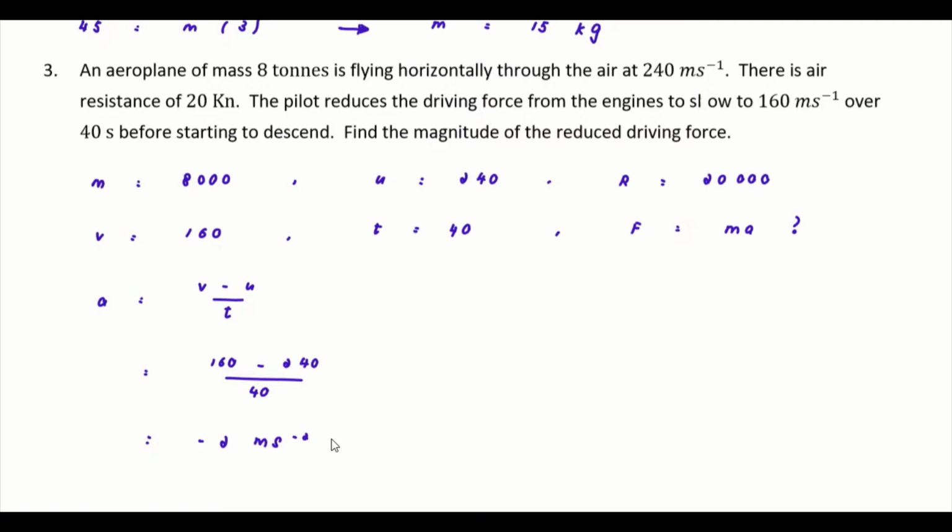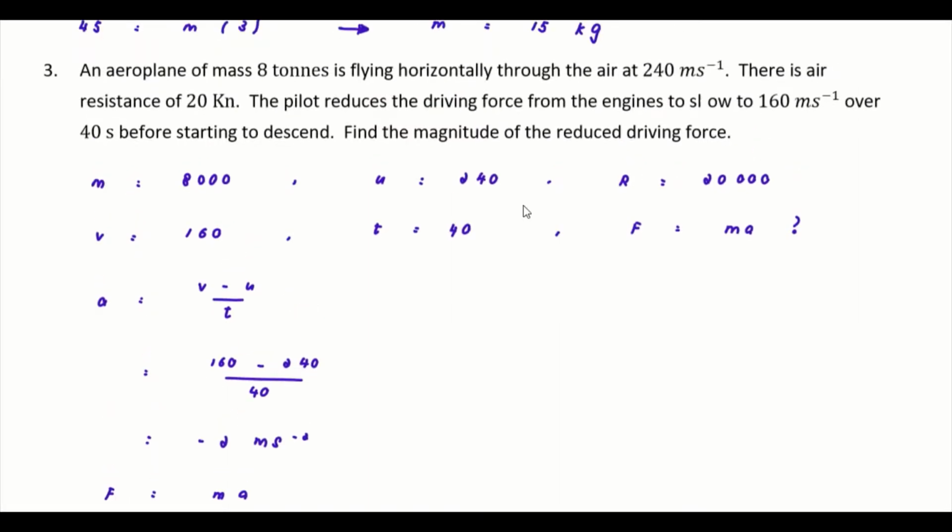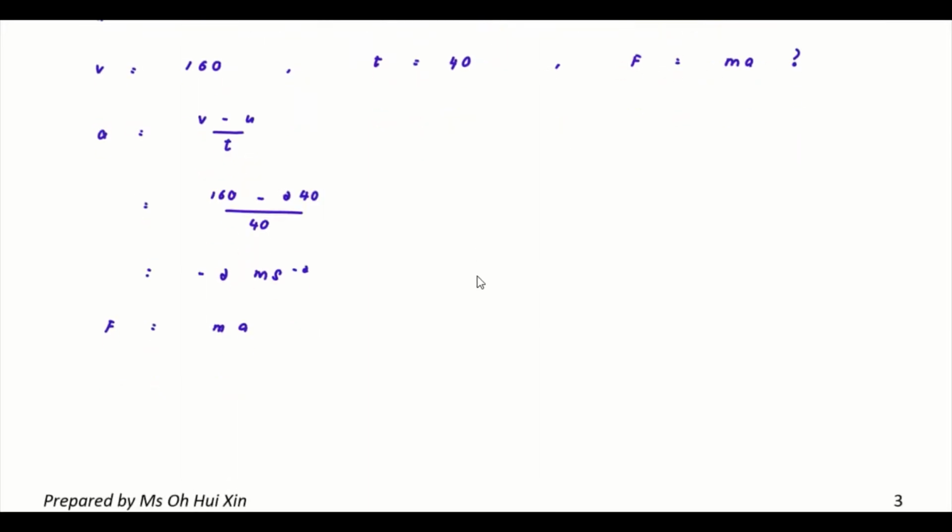That's correct because you are trying to slow down the plane, right? Okay, so after we did this, then what we can try to do, so F equal to ma. So what is our force that actually applies on this aeroplane? So we have this driving force, right? So we can try to write the driving force.